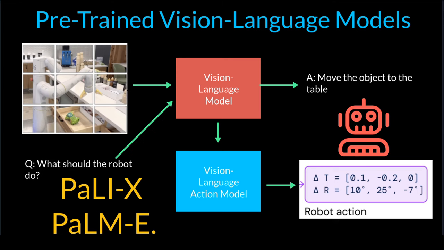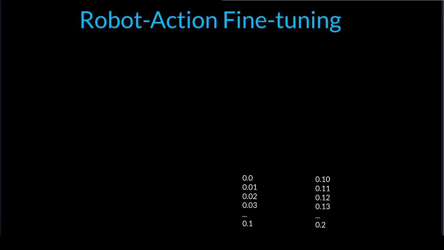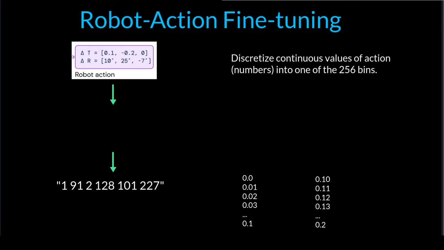In order to bridge this gap, the obvious next step is robot action fine-tuning the vision language models to control a robot. One way to tackle this problem could be to convert these action values into tokens, which the vision language models can then understand. For this, we need some form of interface for the action values, which are the positional displacements X, Y, Z, combined with the rotation displacements roll, pitch, and yaw. For this, we discretize the displacement values into 256 bins.